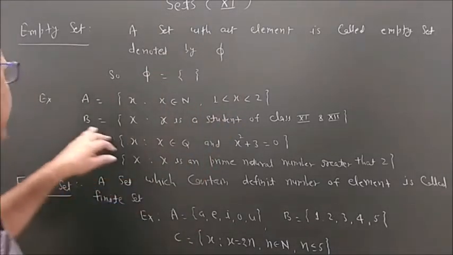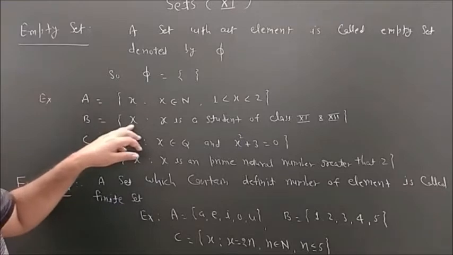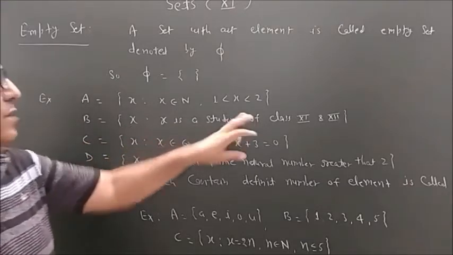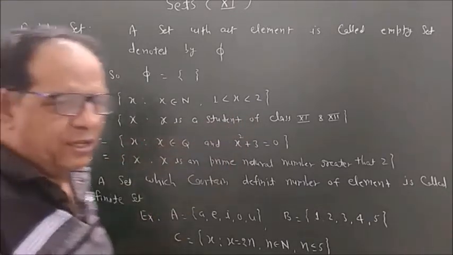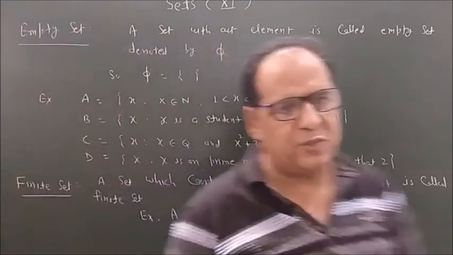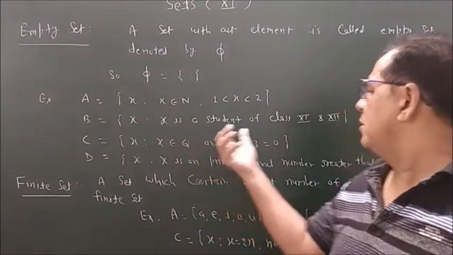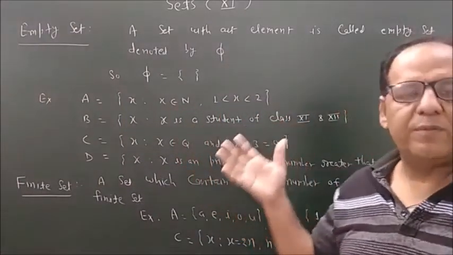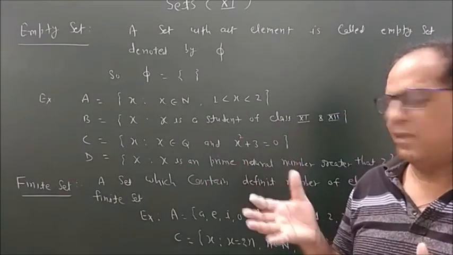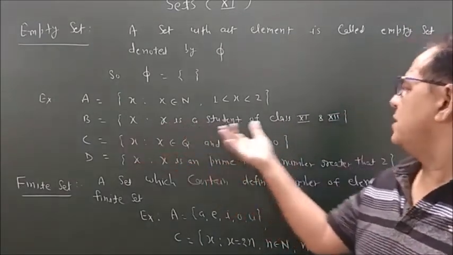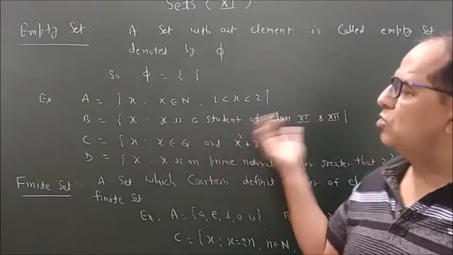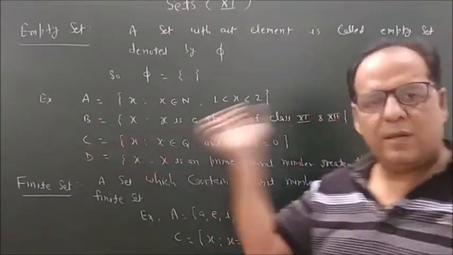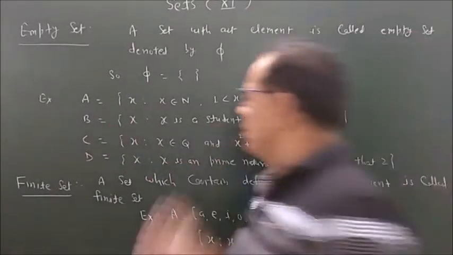So clearly this set is an empty set. Next, B equal to x, x is a student of class 11th and 12th. Due to our education policy, no student would be an element of two classes. So x being a student of class 11th and 12th is not possible. So this is also an empty set.